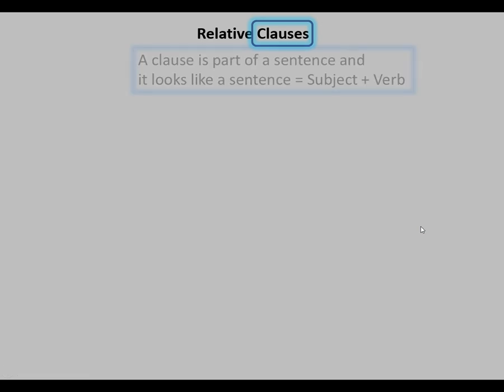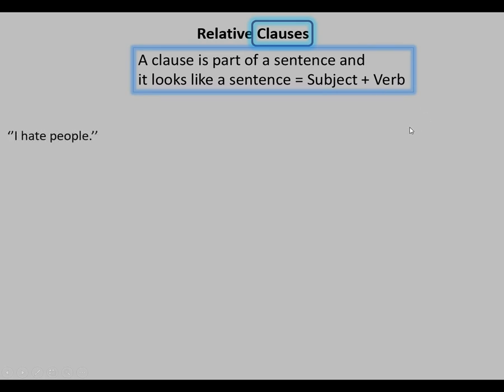Relative clauses. Let's begin with the meaning of clause. What is a clause? A clause is part of a sentence, and it looks like a sentence. It means that it has a subject and a verb. I hate people. This is an example of a sentence because it has a subject and a verb. Every sentence in English has a subject and a verb, and sometimes other parts like an object here.